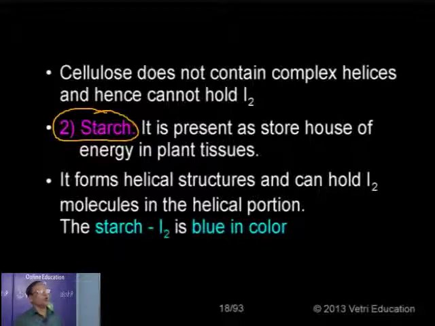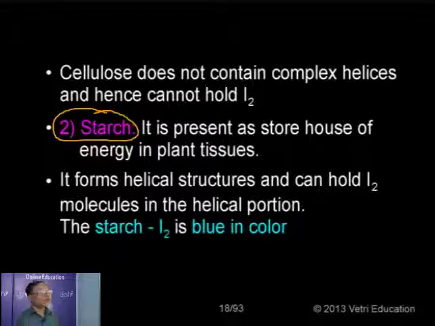And unlike starch, as I mentioned already, cellulose has no ability of holding iodine. So when treated with iodine solution, the color will not be retained by cellulose. But in the case of starch, when it is treated with iodine solution, it can hold the color. So the iodide starch is normally blue in color.